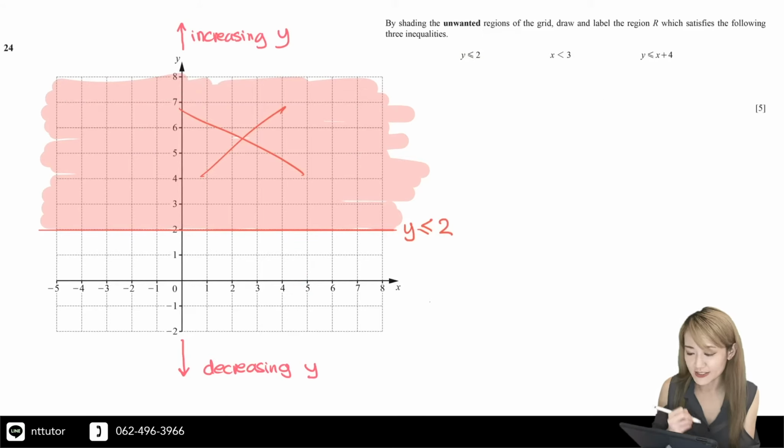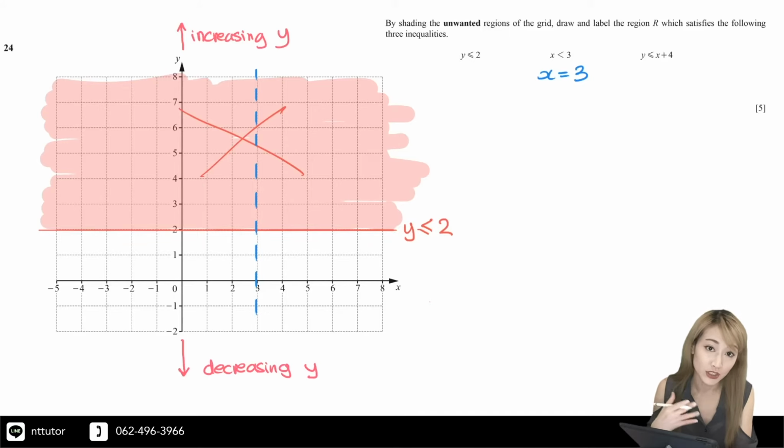For the next one, it's x is less than 3. So we would need to draw the line x equals 3. So we will draw the line x equals 3 with a dotted line because this is just x less than 3, not also equal to 3.